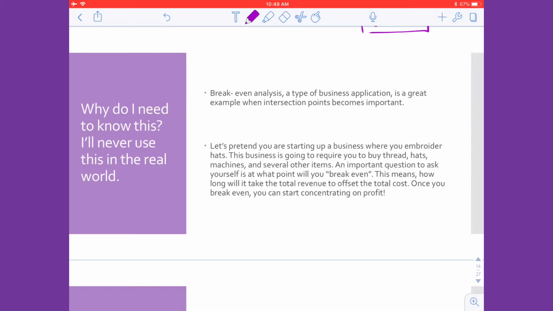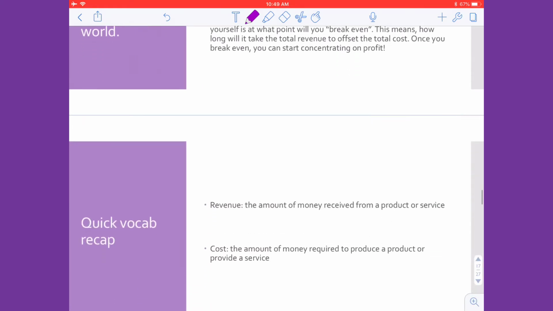So if I invest in a business, I'm going to invest a particular amount. My goal is to earn that amount back so that I break even. It's almost as if I never spent anything. And ideally, I want to go beyond that and then start earning a profit, which means I'm earning more money than I ever put in.